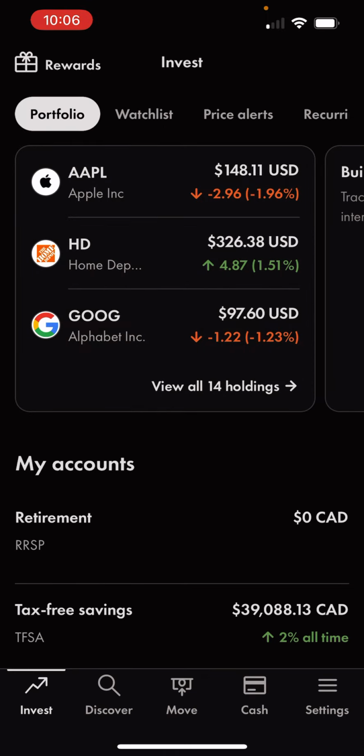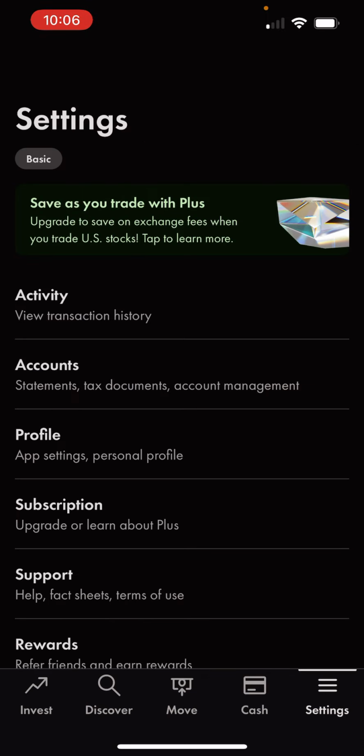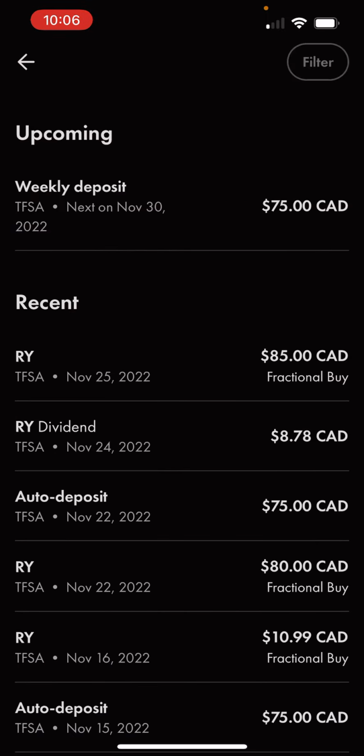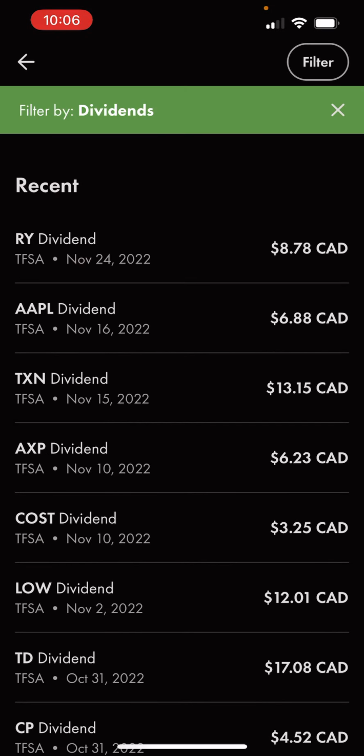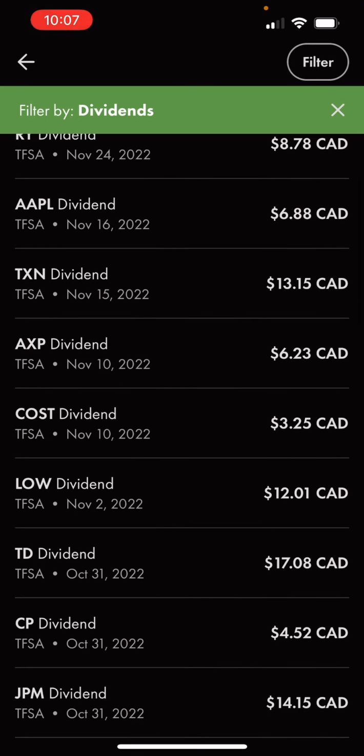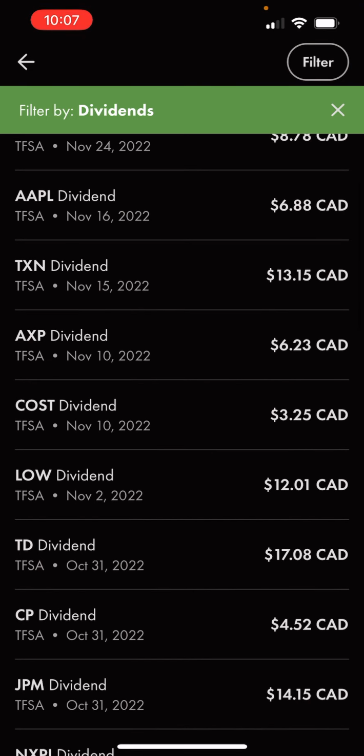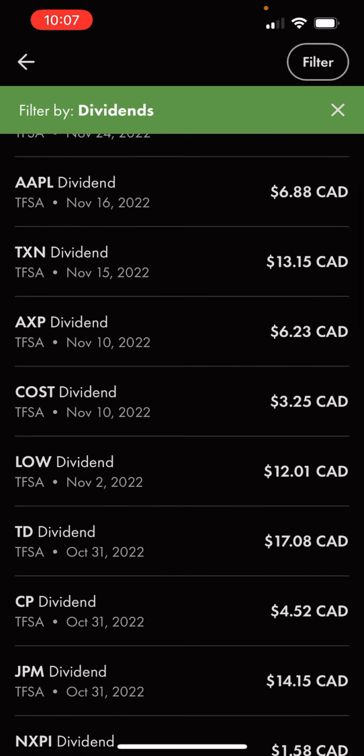And now let's go and look at the dividends. We did talk about the dividends. We filter and let's look at the dividends. So these dividends that are received here, as you can see from Royal Bank, were tax-free for $8.78. However, a lot of people don't know that the dividends received within this account from US companies are actually taxed. They're taxed at 15%. It's called the withholding tax.